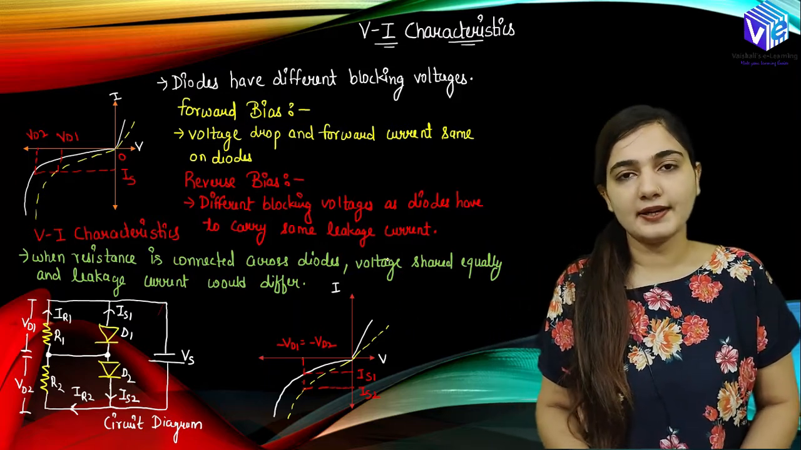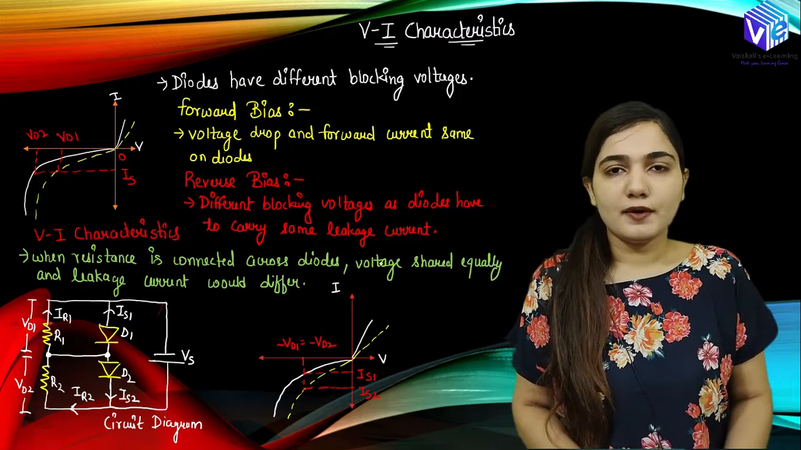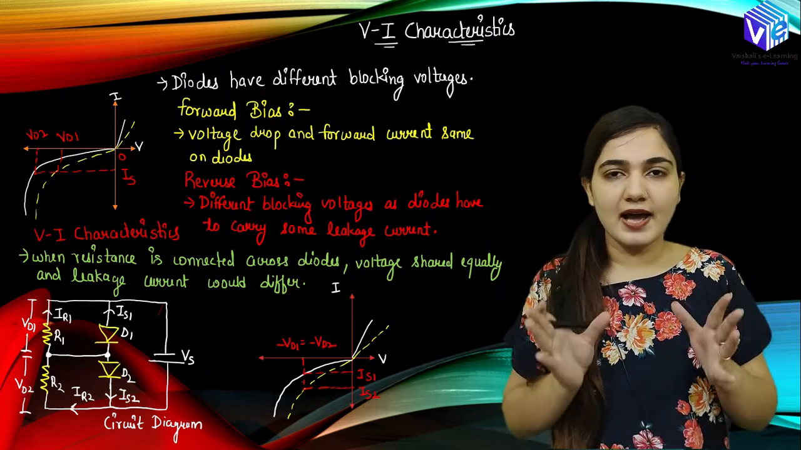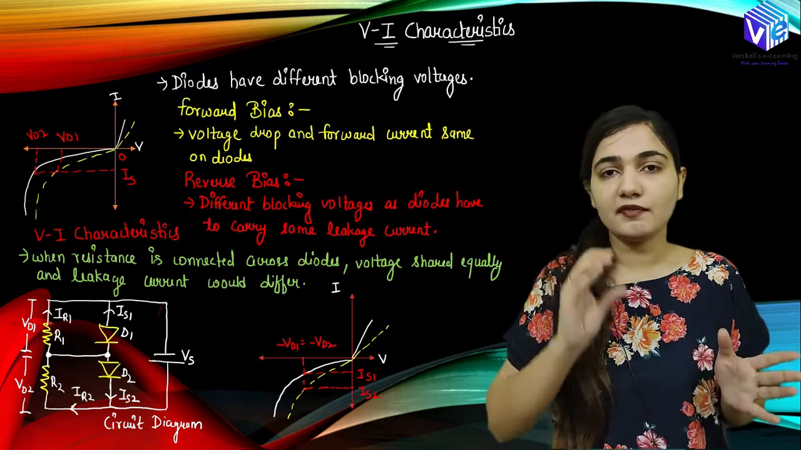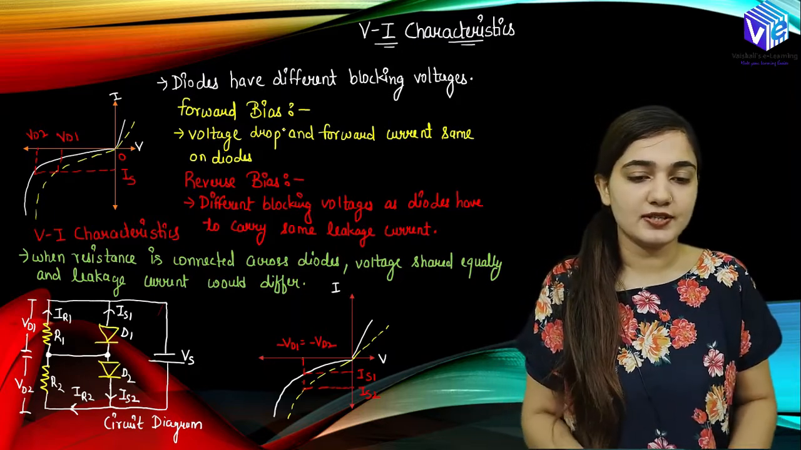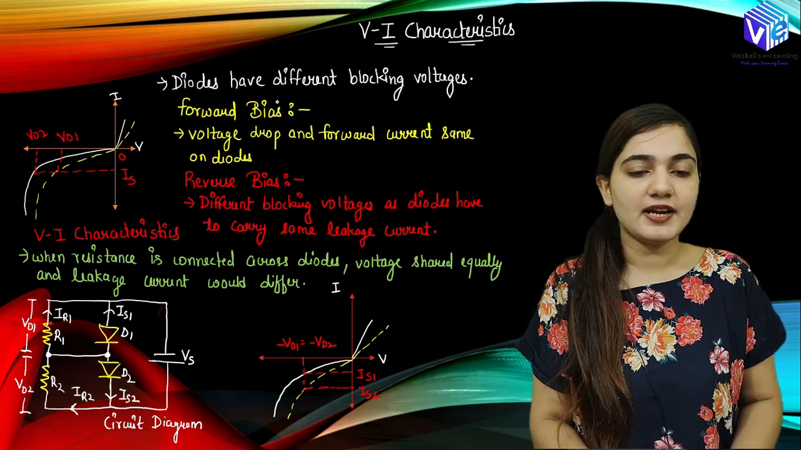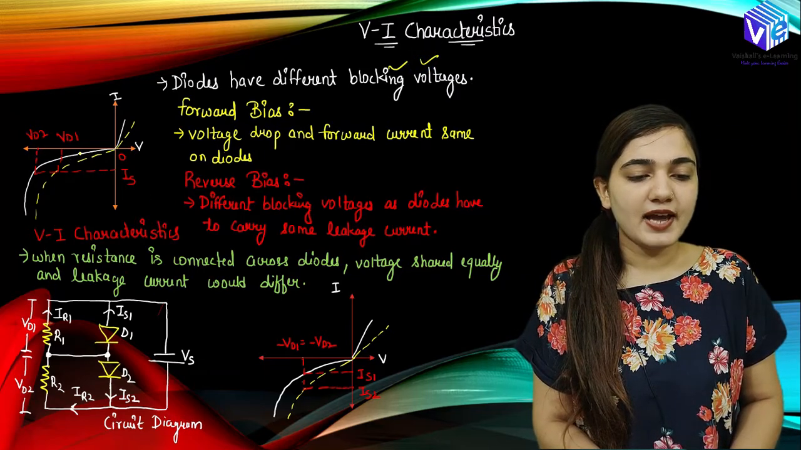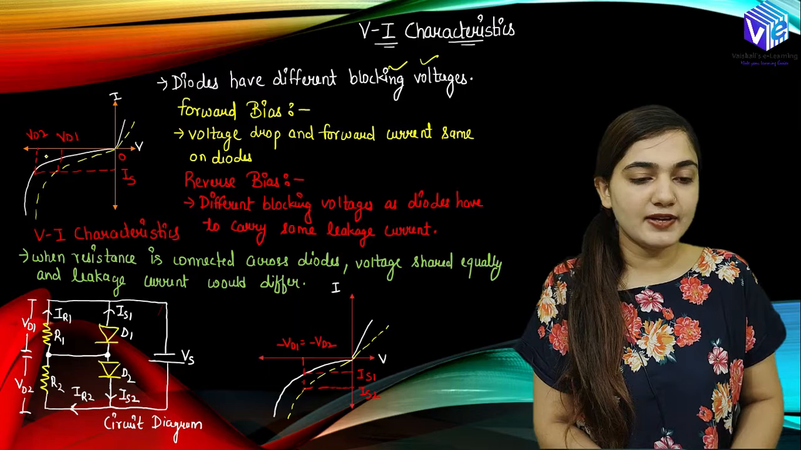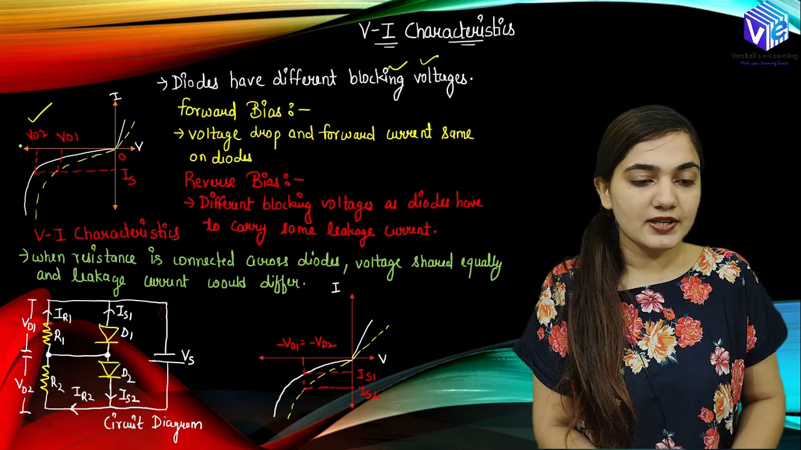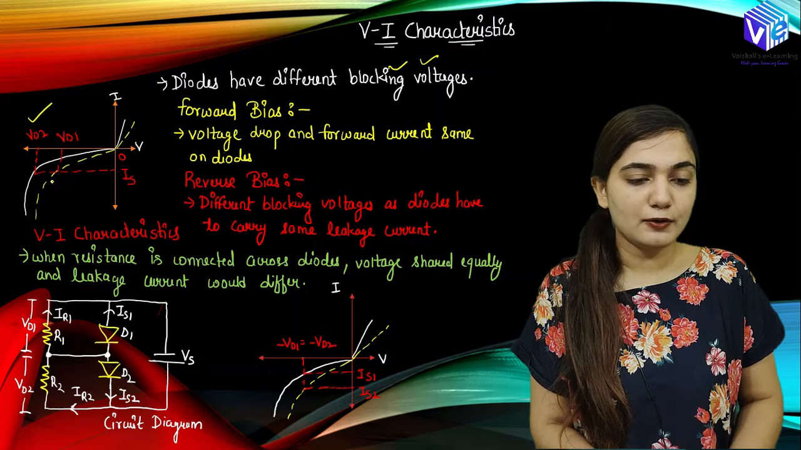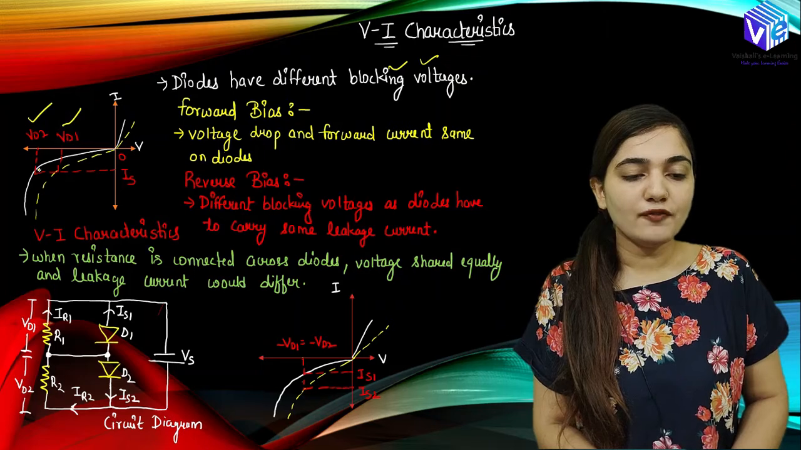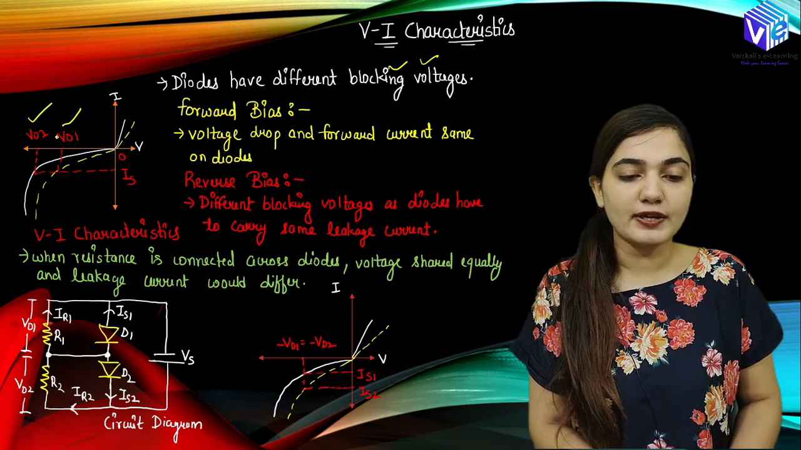Now coming to the VI characteristics. When I see the forward characteristics, I will be having the same voltage, right? But if I talk about the reverse characteristics, both of the diodes will be having different voltages, right? So in the reverse characteristics, the diodes have different blocking voltages. You can see from this graph that the white graph will be having the blocking voltage V02, and the yellow dotted graph will be having the blocking voltage V01. So both of these graphs are having different blocking voltages.